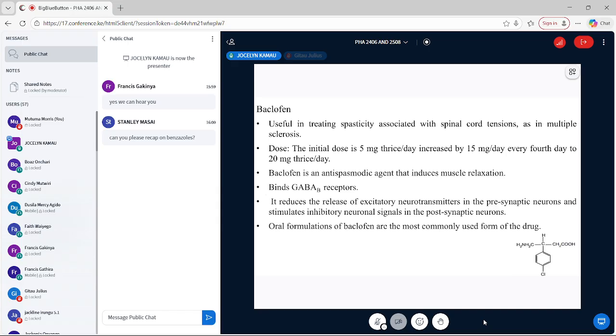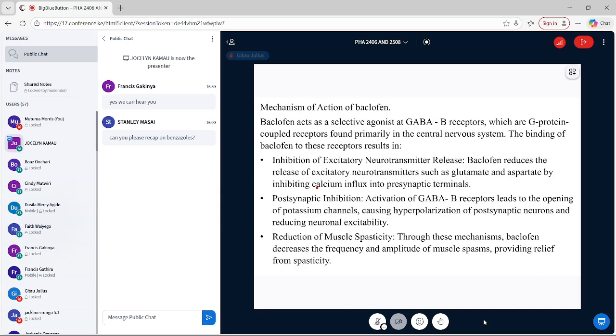Baclofen acts on G protein coupled receptors found primarily in the central nervous system. The binding of baclofen to these receptors reduces neurotransmitter release, which we've already mentioned. Once you reduce the excitatory neurotransmitter release, you bring about depression, decrease of muscle tone, and therefore relaxation. It reduces the release of excitatory neurotransmitters such as glutamate and aspartate by inhibiting calcium influx into presynaptic terminals.